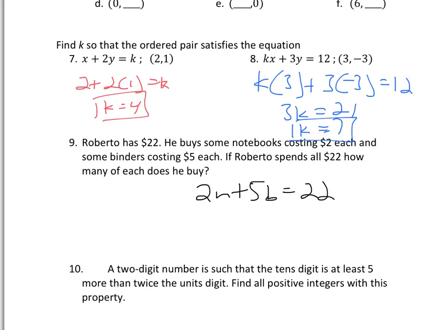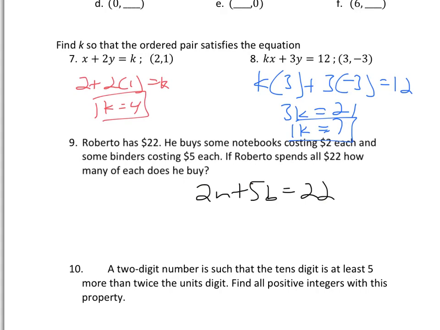Okay, so we're going to come up with all the possibilities. Obviously, you can't buy decimal or fraction of notebooks or binders. You have to buy enough for all of them. So we also know, because this is even, right, this can't be odd, because you can't add an odd and even and get an even number. Okay, so this has to be either 0 or 2 or 4. Okay, so the number of binders is either 0, 2, or 4.